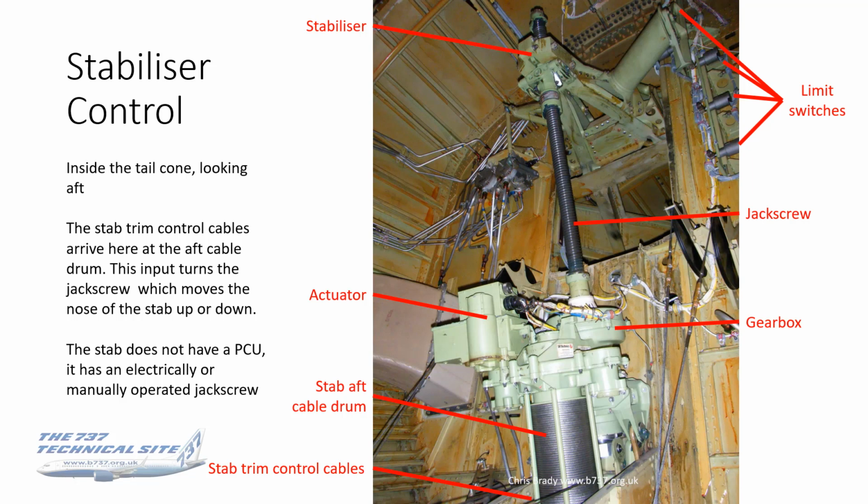Other things you can see on here are the actuator for electric trim, and up on the top right there are limit switches, and they will stop any motion of the stabilizer when it reaches its various limits, and I'll come on to what those limits are in a later slide.